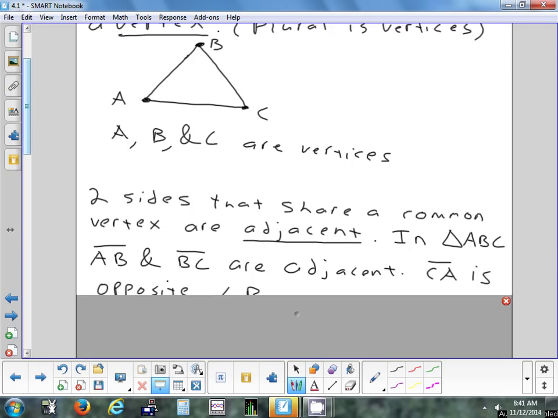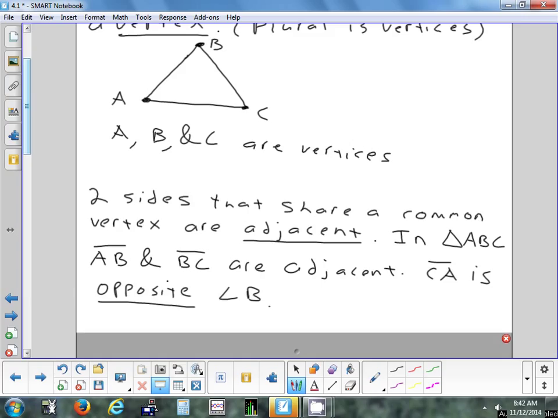Okay, so in triangle ABC, we could say AB and BC are adjacent. Right? In fact, if you name any two sides in that triangle, they are adjacent. And when we talk about opposite, opposite means across from. So if I want to talk about the side opposite angle B, it's the side that's across from it. It's the side that does not form the angle in any way. So side CA is opposite angle B.